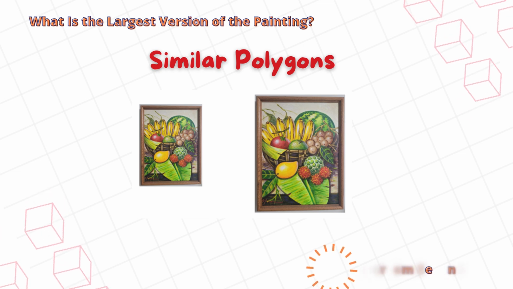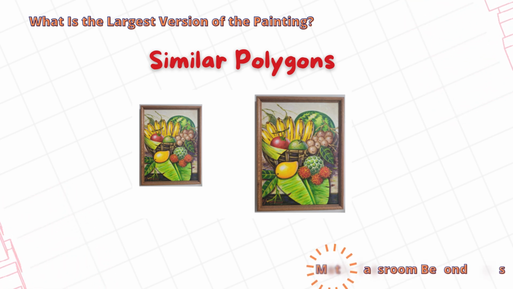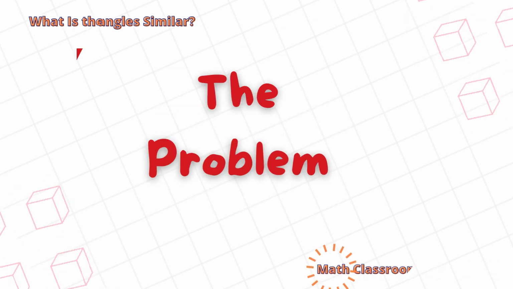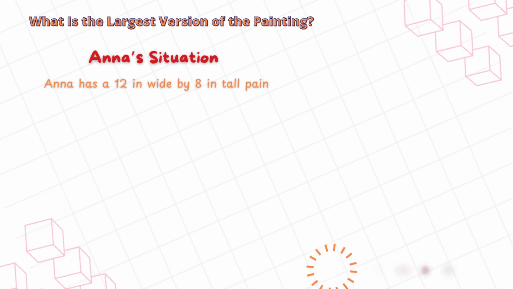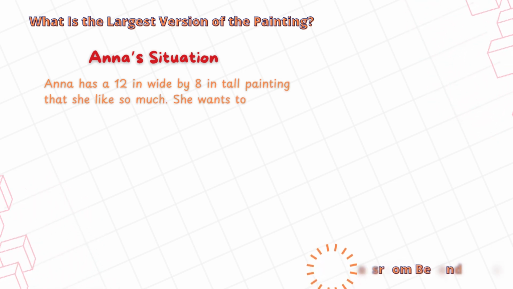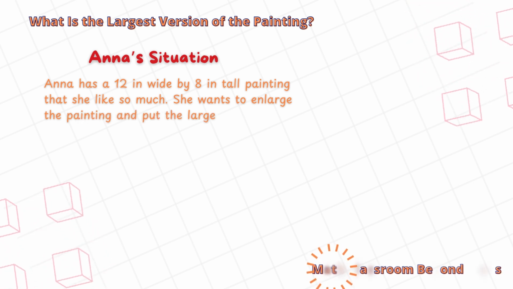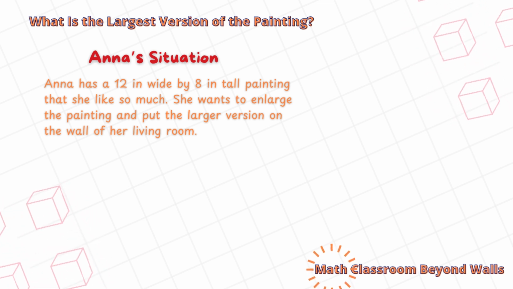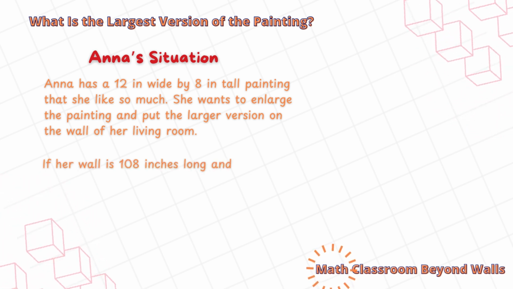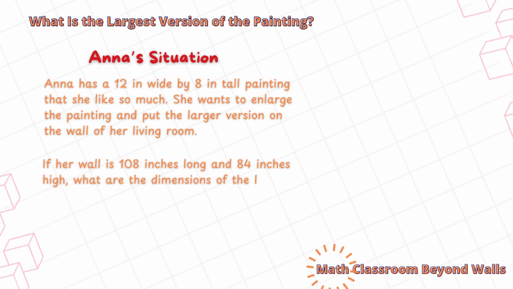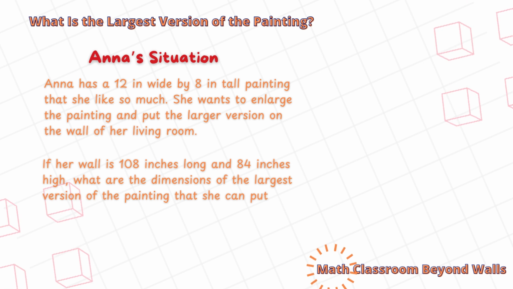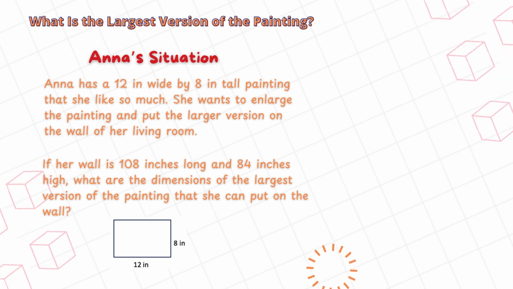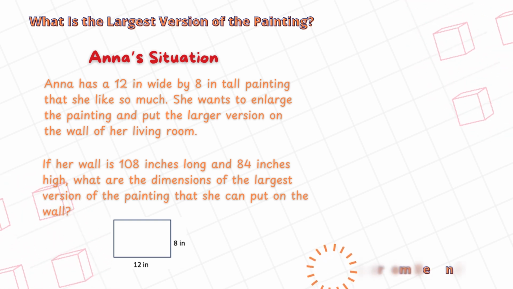Let us look at Anna's situation and see how we can apply the concept of similar polygons in helping her with her problem. Anna has a 12 inches wide by 8 inches tall painting that she likes so much. She wants to enlarge the painting and put the larger version on the wall of her living room. If her wall is 108 inches long and 84 inches high, what are the dimensions of the largest version of the painting that she can put on the wall? A figure is given representing the dimensions of Anna's small painting.